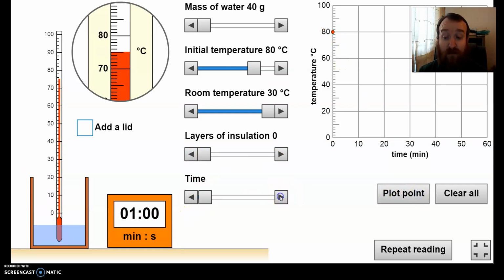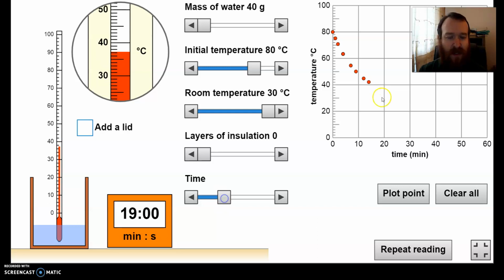I can move on some time. After 1 minute, I can plot another point. After 2 minutes, after 4 minutes, after 7 minutes, after 9 minutes, after 12 minutes, after 14 minutes. And look at the curve. It started out looking like a straight line, but it seems to be a curve. Directly proportional or not directly proportional? Not directly proportional. As time is increasing, the temperature is dropping, but it's not doing so at a constant rate. It is not directly proportional.